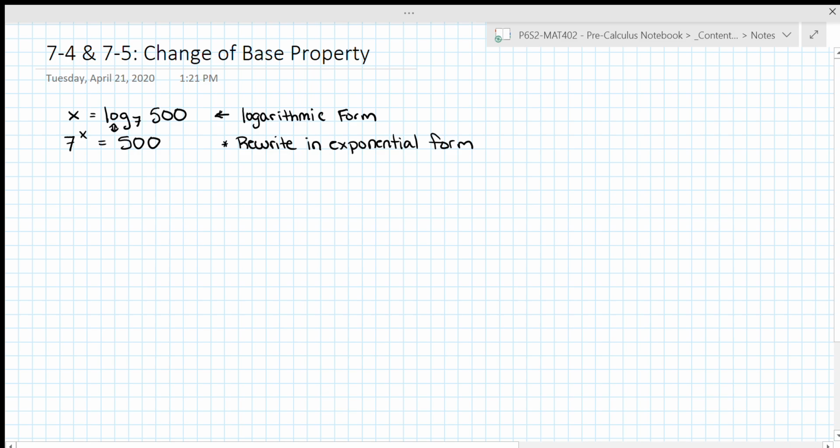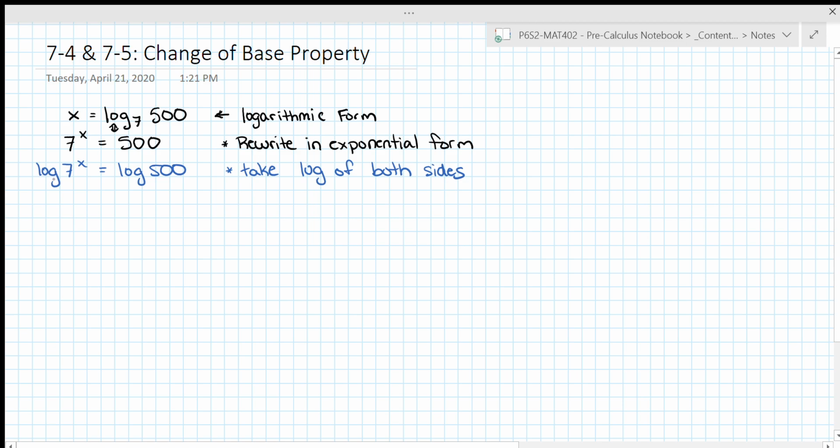So now if I wanted to solve this, I could take the log of both sides, if I wanted to get x by itself. It's an equation, it's balanced, and whatever I do to one side of the equation, as long as I do it to the other, it will stay in balance. So I want to take the log of both sides. So I would get the log of 7 to the x is equal to the log of 500.